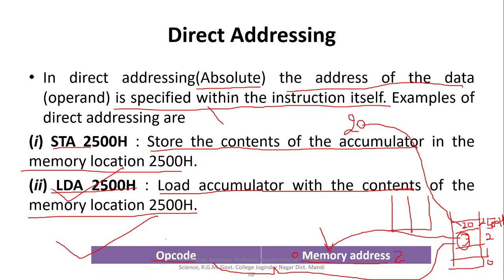In the second instruction, LDA 2500H, load the accumulator with the contents of memory location 2500H. Suppose we have an accumulator like this, and suppose the name of the accumulator is A. Then in 2500H we have 20, so 20 is loaded into this accumulator, and this is the meaning of the second instruction.